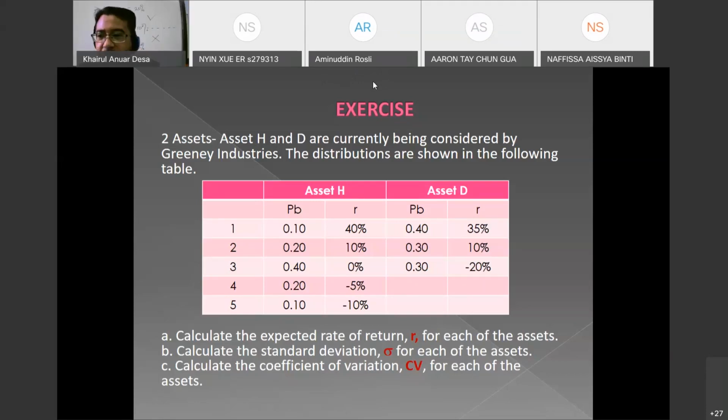Alright, guys. So what is the expected rate of return, or ataupun R bar, for each of the assets? Expected rate of return sini sepatutnya ada R bar. R bar here for each of the assets. You can reply through chat box or you can answer me by activating your microphone.